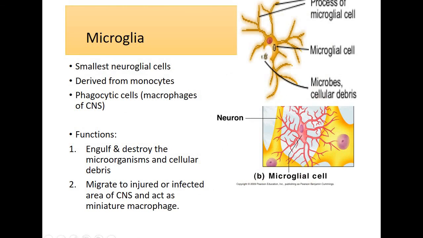Microglia, as the name shows, micro means small. They are the smallest neuroglial cells. They are derived from monocytes and they are phagocytic in nature. They engulf and destroy the microorganisms and the cellular debris. They can migrate to the injured part or infected area of the CNS, and they can act as a miniature macrophage there.